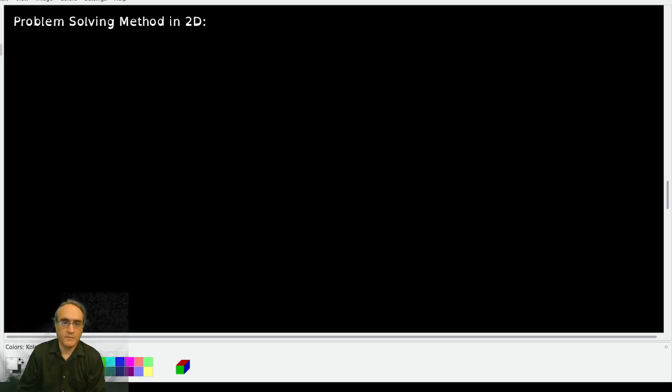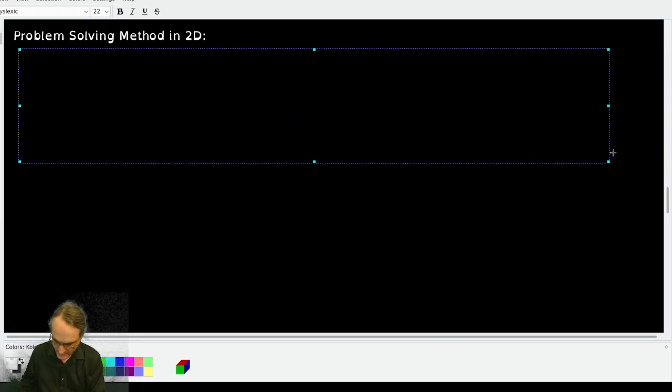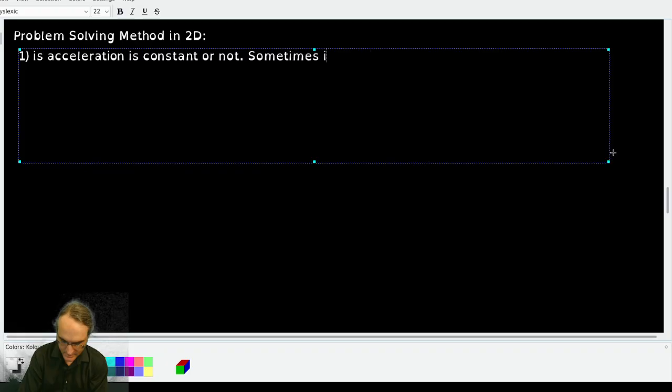All right, problem-solving method for two-dimensional kinematic problems. Well, the first thing you always want to do is determine if acceleration is constant or not. For that, you'll have to examine what you've been given. Sometimes it'll say directly. If it states directly projectile, then you know it's constant. Otherwise, you're going to have to look at what's been given.